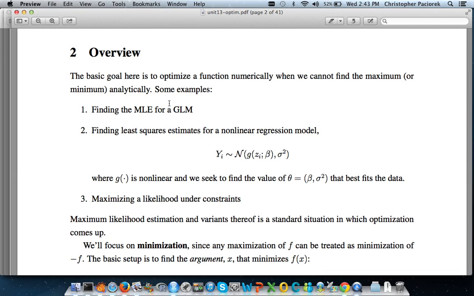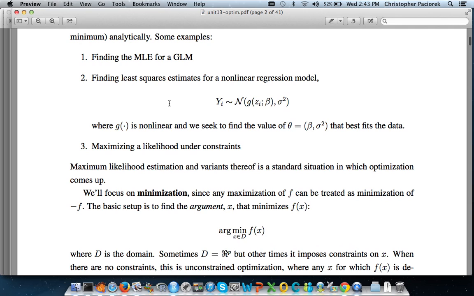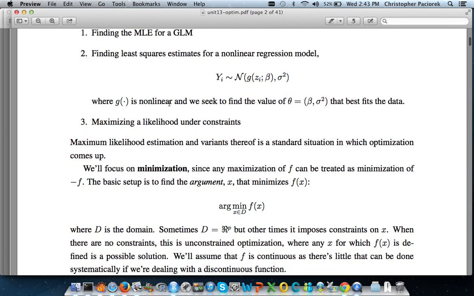Or we might have some likelihood where we have some constraints on the parameters. An example of that would be the problem on problem set 5, where I gave you this problem to work on of estimating regression coefficients under some constraints on those coefficients. Okay, so any questions about the setup here?